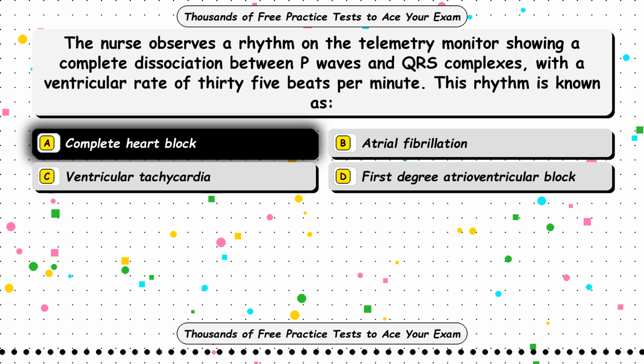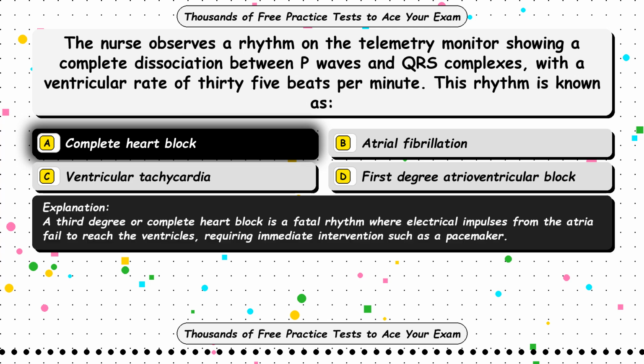The correct answer is option A, complete heart block. A third-degree or complete heart block is a fatal rhythm where electrical impulses from the atria fail to reach the ventricles, requiring immediate intervention such as a pacemaker.